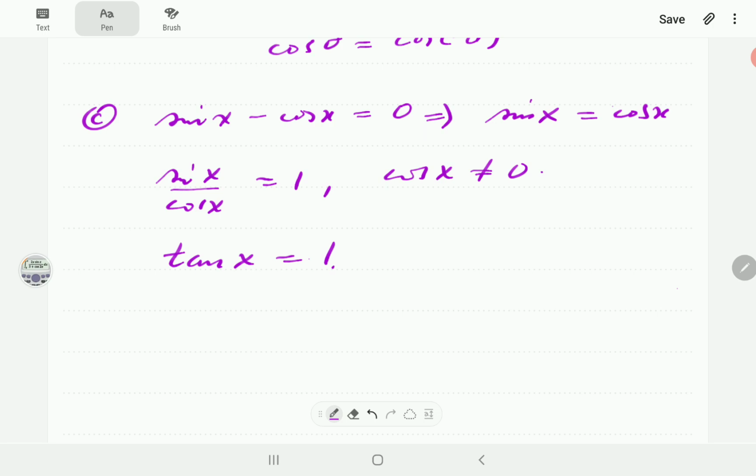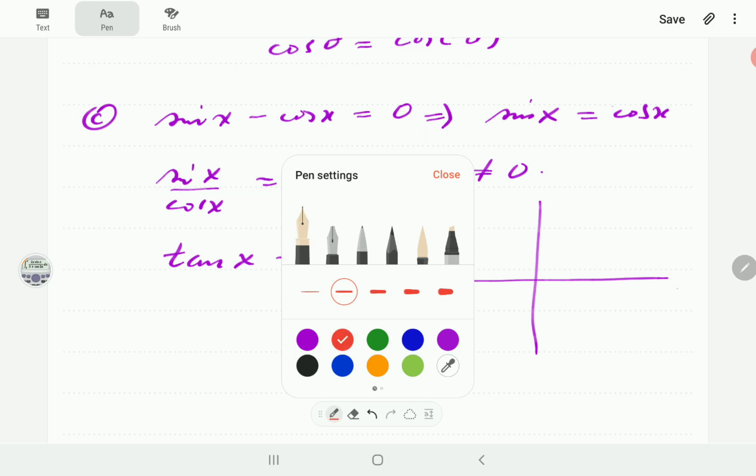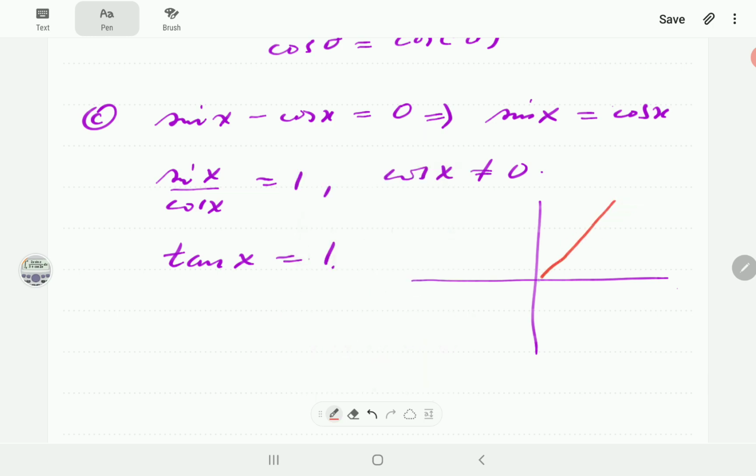So we're going to ask the question, in which quadrant is tangent positive? And we will recall tangent is positive in the first quadrant. It's positive also in the third quadrant. Now, if this is equal to that, it means this is going to be a straight line angle. So that means the solutions of tangent x equal to 1 are going to be in a straight line.